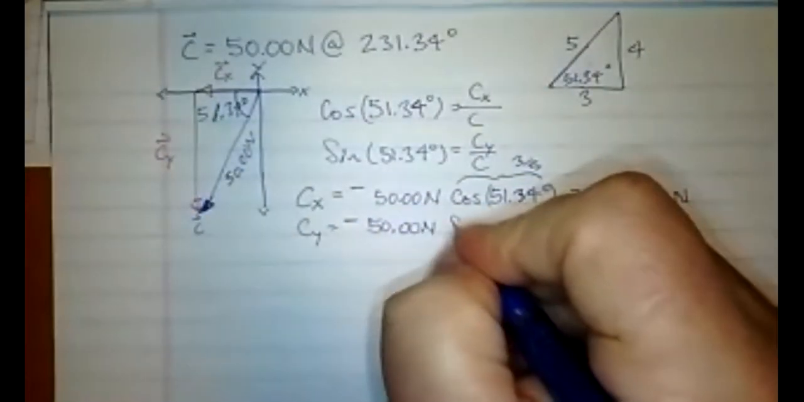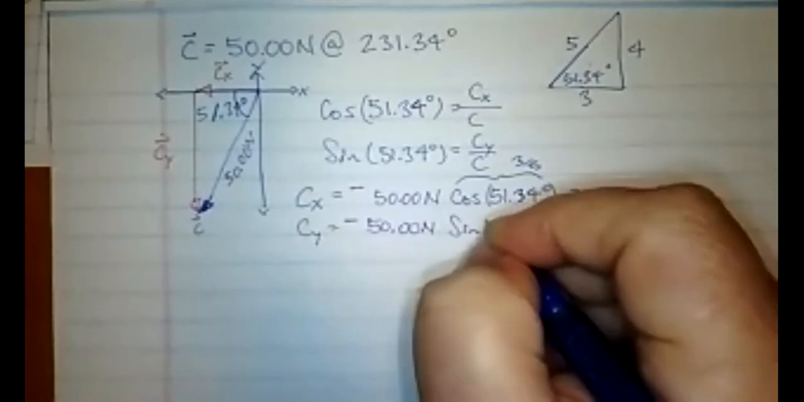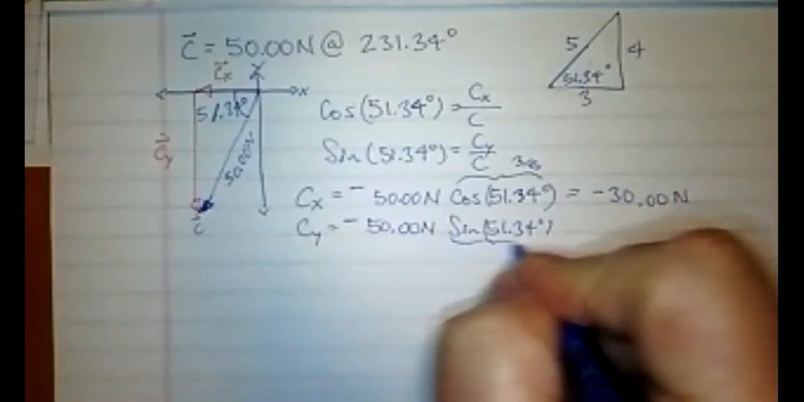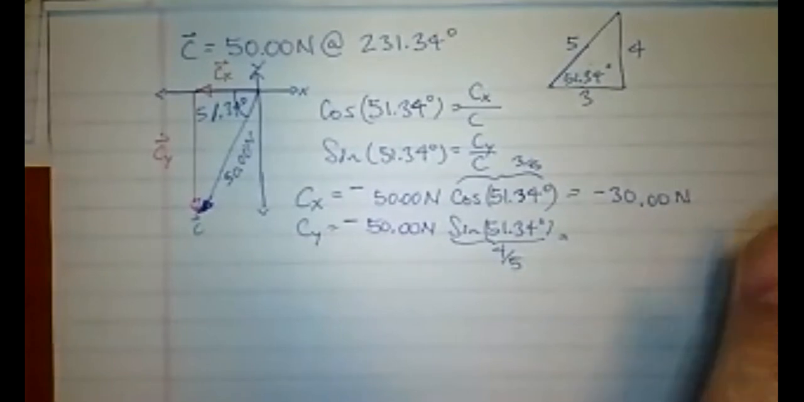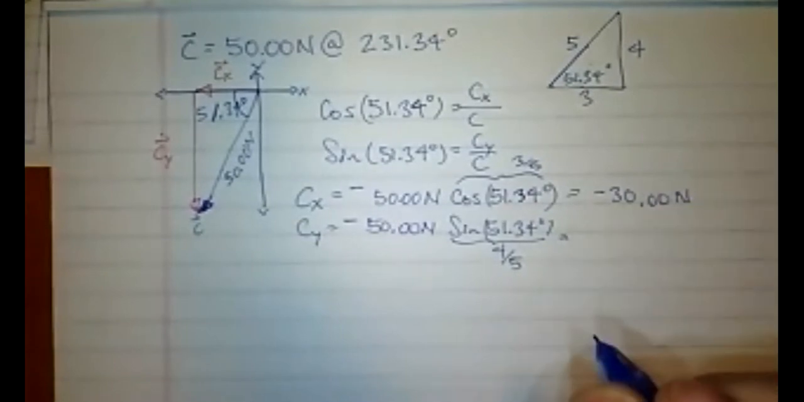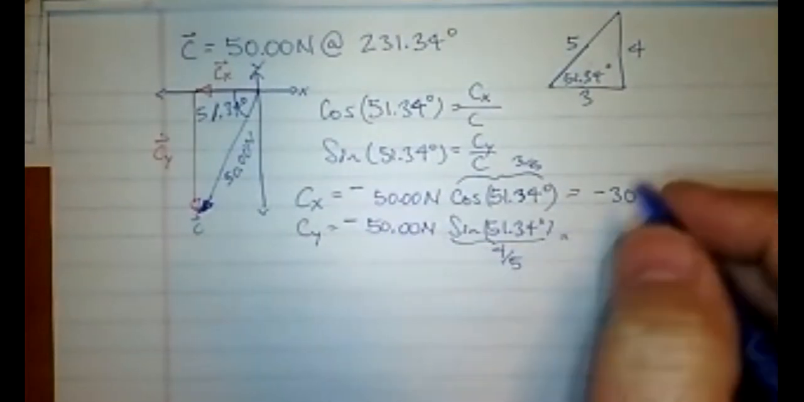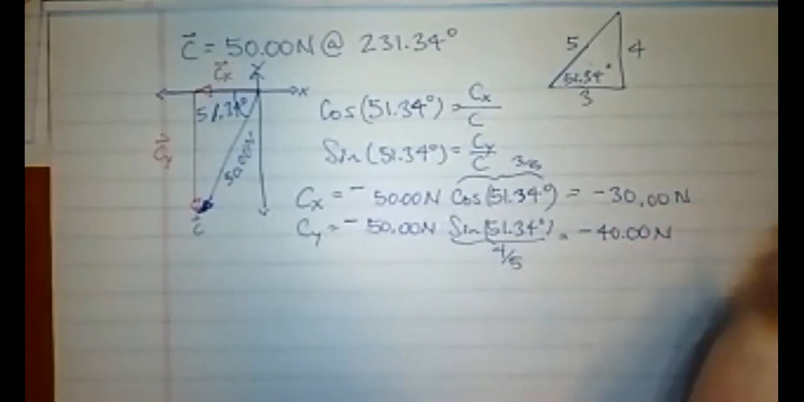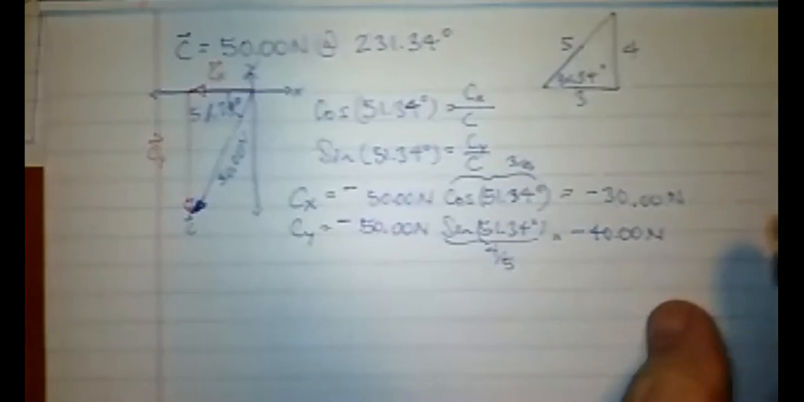Okay, times the sine of 51.34 degrees. We can see the sine of 51.34 is 4/5. Again, not required, just something that's nice for those of you playing with trig and learning that kind of stuff. So in this case, the 5 cancels out with the 50, making just 10, and 10 times 4 is 40. So I'll get negative 40.00 newtons.